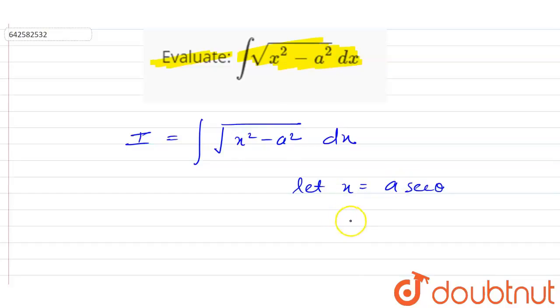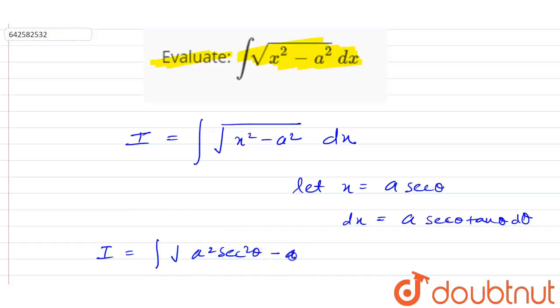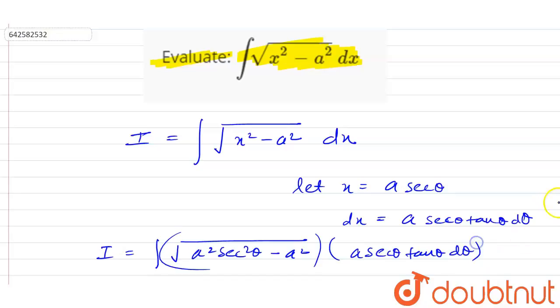So differentiating both sides with respect to x, we get dx is equals to a. Now differentiation of sec theta is sec theta tan theta d theta. So I can be written as I is equals to integral under root. Now in place of x we write a sec theta. So a square sec square theta minus a square whole under root. Okay. Now in place of dx we write a sec theta tan theta d theta.